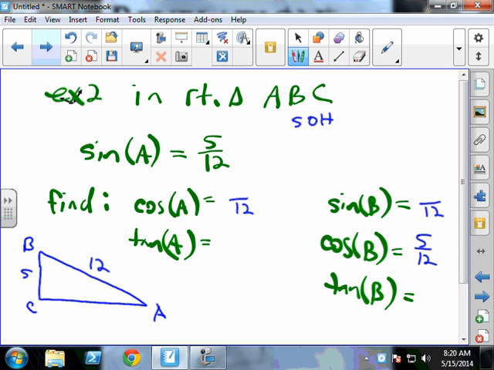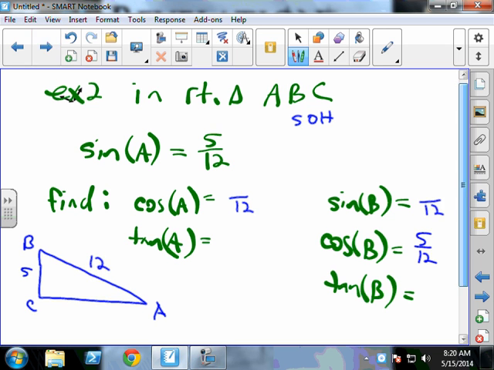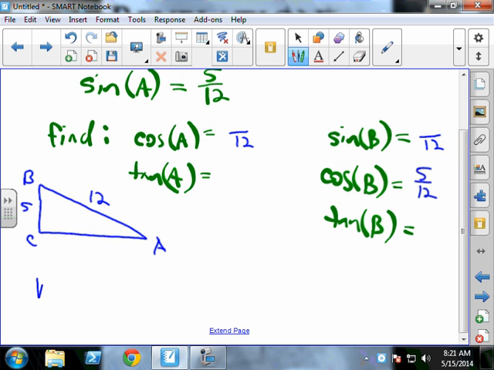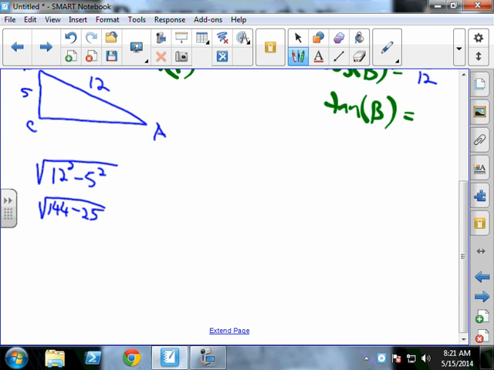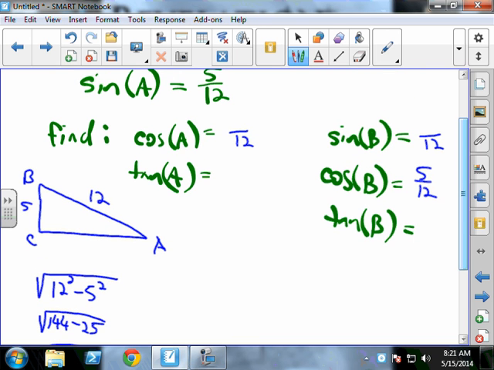Now this other one, we're going to have to do a little bit of work on, right? How do we find that? Somebody said the Pythagorean theorem, so it'll be the square root of 12 squared minus 5 squared. So it'll be the square root of 144 minus 25. So it'll be the square root of 119? That sound about right? Square root of 119. So this would be the square root of 119. This would be the square root of 119.